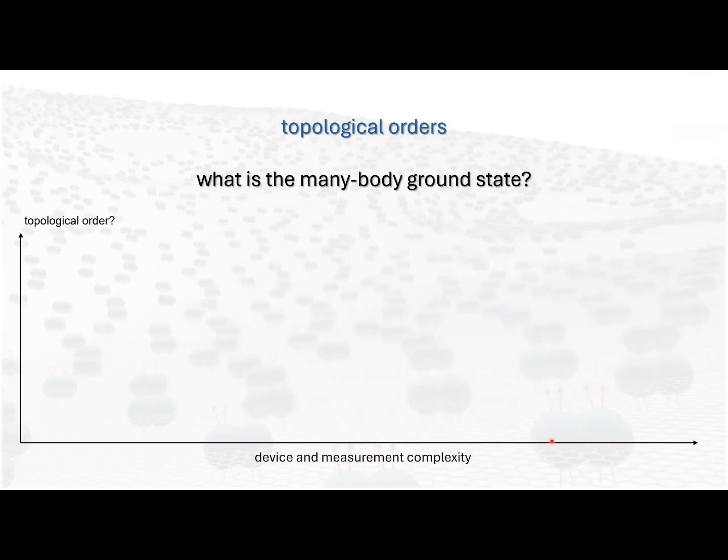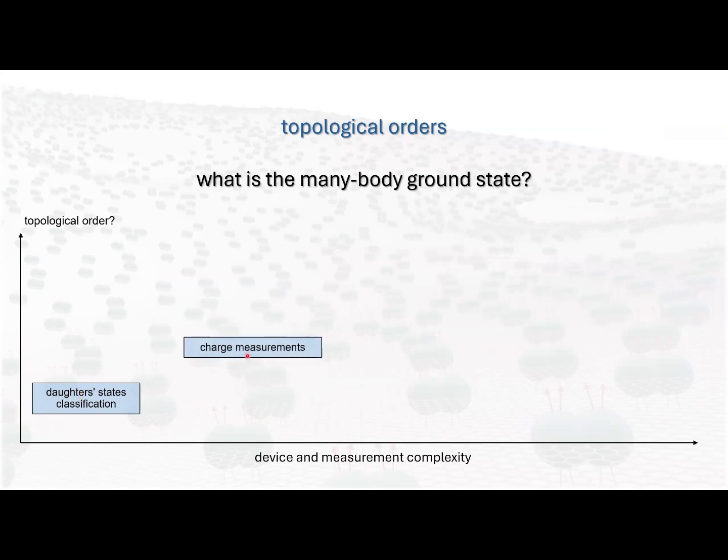Now, what I'm showing you here is kind of an experimentalist diagram of, let's say, the device and measurement complexity of your device on the x-axis, and on the y-axis, your assurance of the topological order that you measured. And we can say that daughter state classification, and I'll explain what it means in a second, are extremely easy to measure, but I'm not sure how true is this classification.